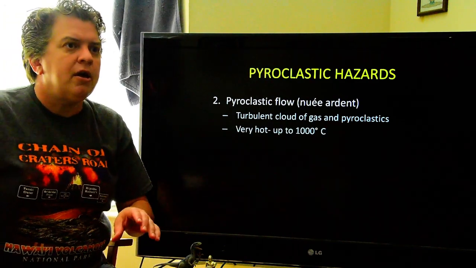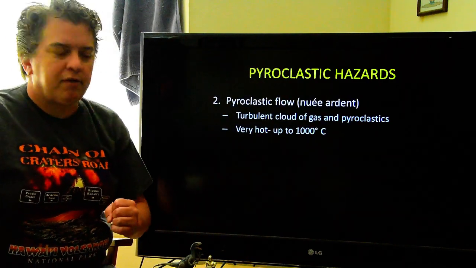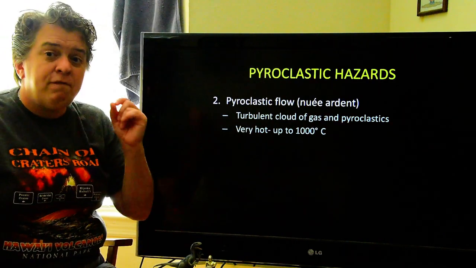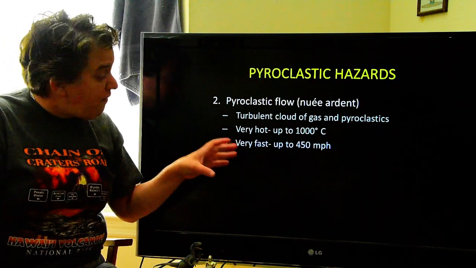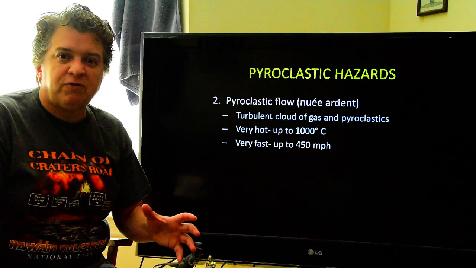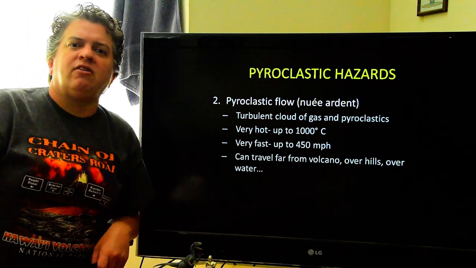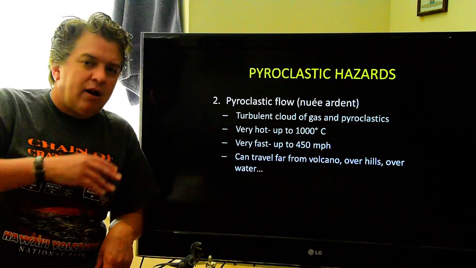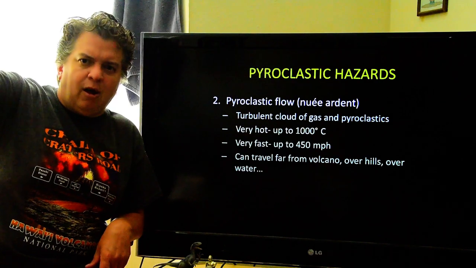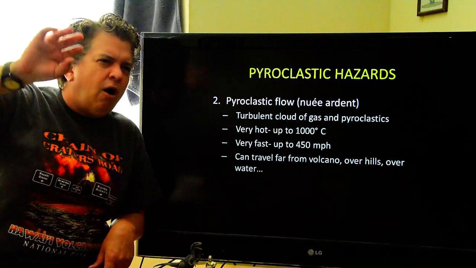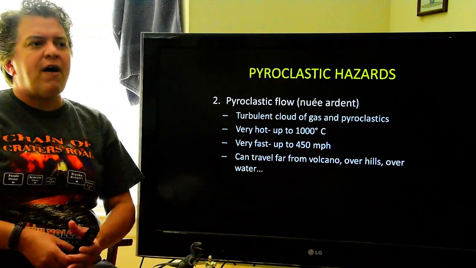These are some of the most frightening and most deadly aspects of volcanoes. These things are very, very hot, up to 1,000 degrees Celsius. They can be very fast, up to 450 miles per hour, and they can do pretty much whatever they want. They can travel far from the volcano, you know, 70 kilometers from the volcano. They can go over hills. They can go over water.